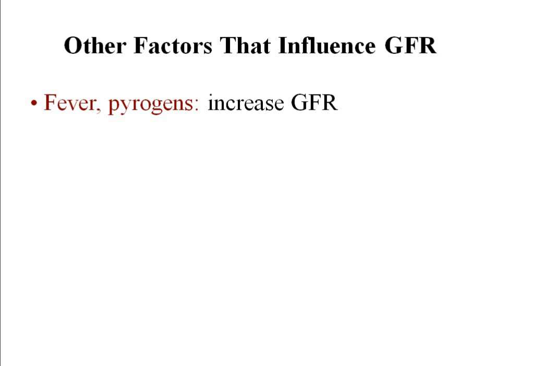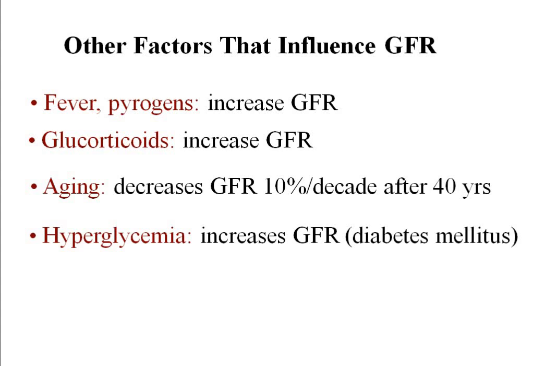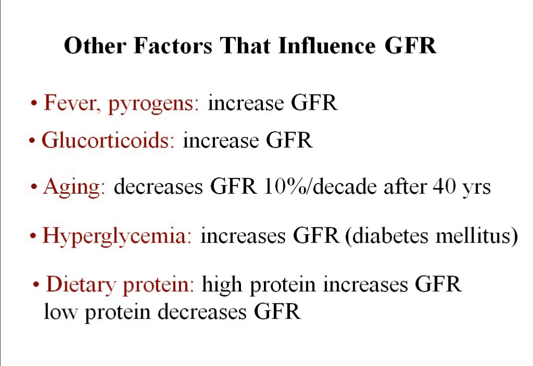Okay, so these were the major factors causing autoregulation and affecting GFR. We have studied the hormonal factors, the tubuloglomerular feedback, and the myogenic control of autoregulation. Now, here we find certain other factors that influence the GFR. Fever and pyrogens increase GFR. Glucocorticoids increase GFR. Aging decreases GFR, 10% per decade after 40 years. Hyperglycemia increases GFR, as happens in diabetes. And dietary protein: high protein increases GFR and low protein decreases GFR.